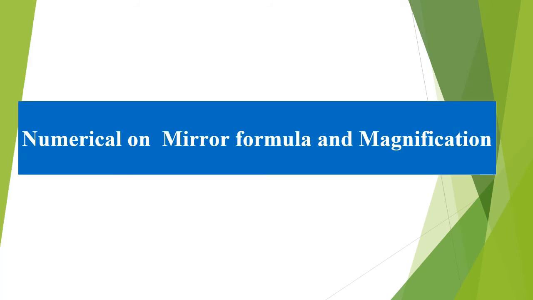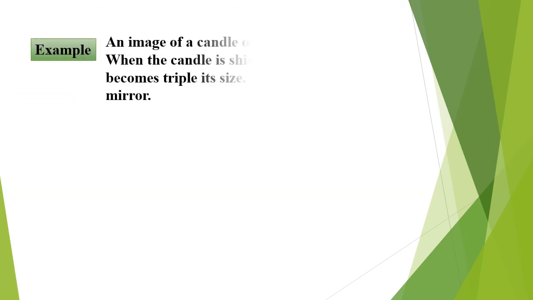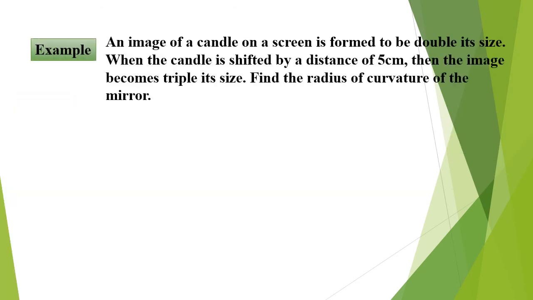Now, we will see numerical on mirror formula and magnification. Example, an image of a candle on the screen is formed to be double its size. When the candle is shifted by a distance of 5 cm, then the image becomes triple its size. Find the radius of curvature of the mirror.